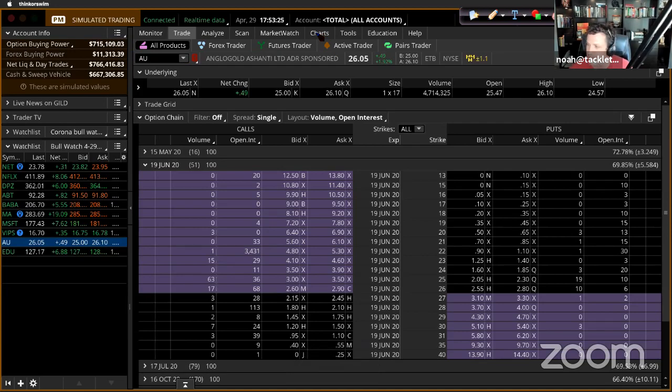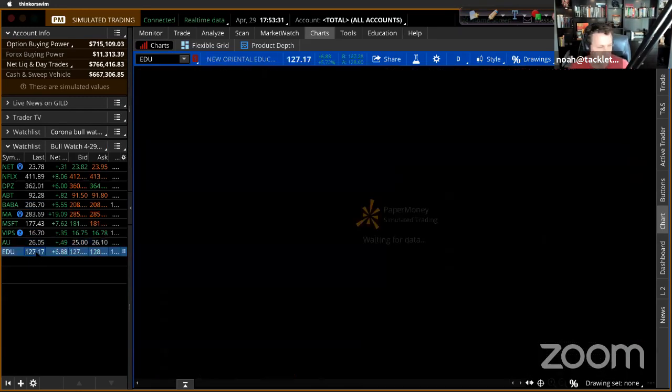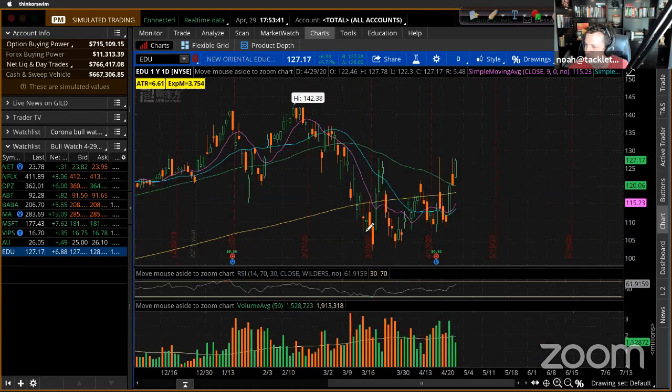Okay. Then last but not least, I should have saved the best setup for last. I should have thought that through, but I didn't. I was just going for it. EDU, New Oriental Education Company, breakout setup above 128. Multiple bottoms come in here. You got a big W pattern back up above all the moving averages, and it's knocking on that 127 resistance.